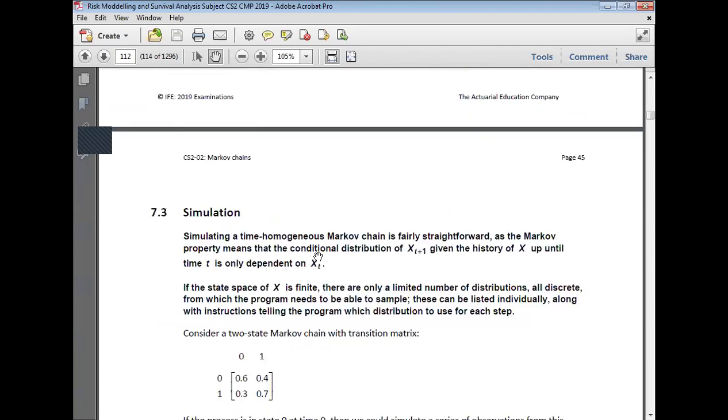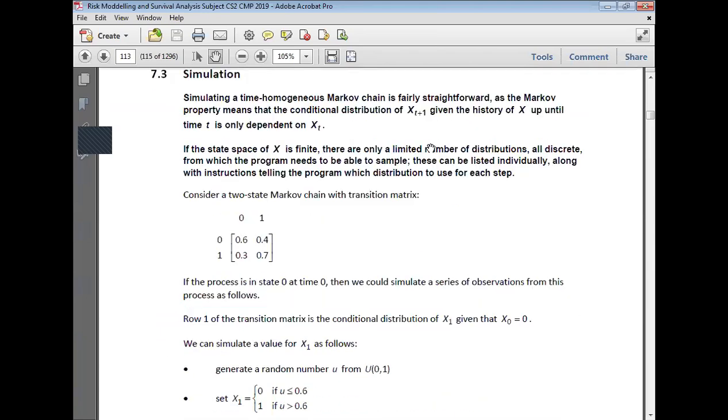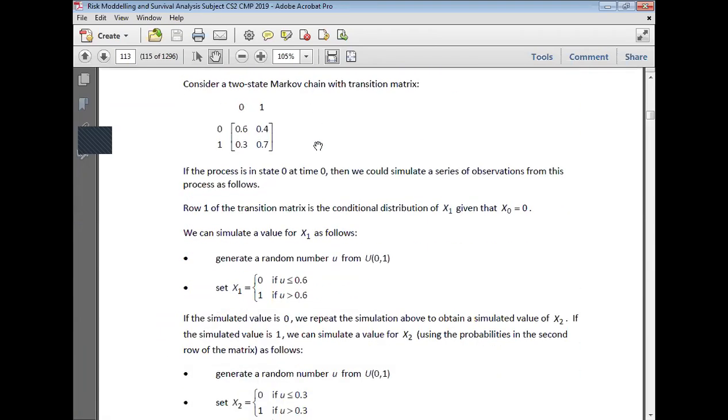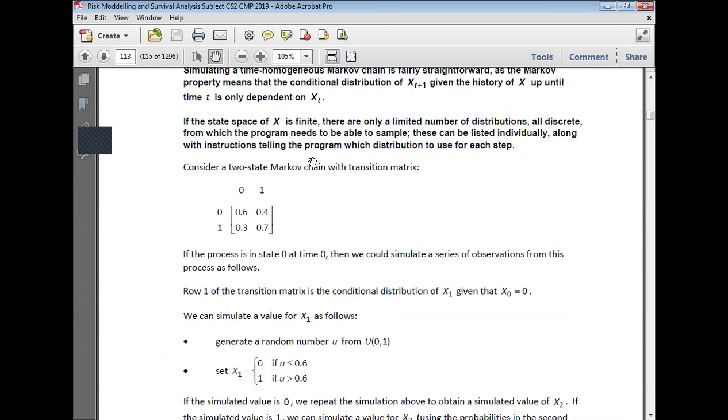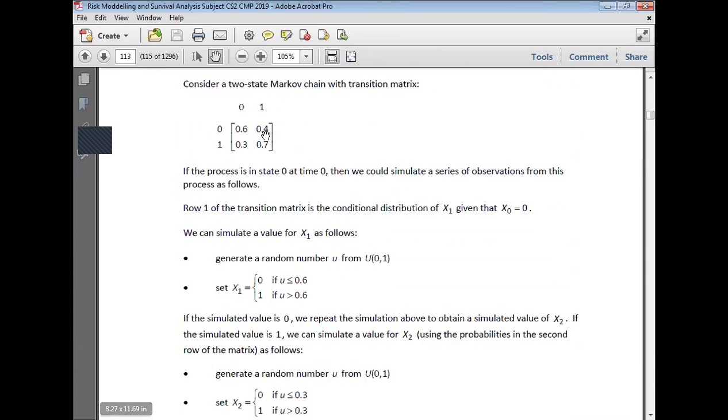And I think this is just a bit about simulation. So here they're talking about how you will actually simulate a Markov chain. So let us say you observe a 2-state Markov chain with this transition matrix. So what's going to happen is you expect 60% of times to be in state 0 and you expect 40% of time to be in state 1, given that you have started at 0.